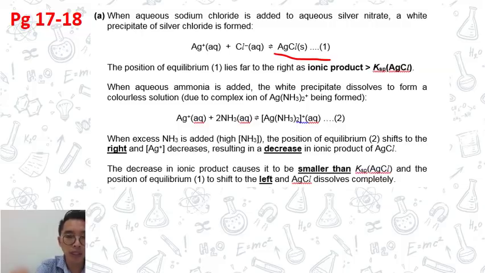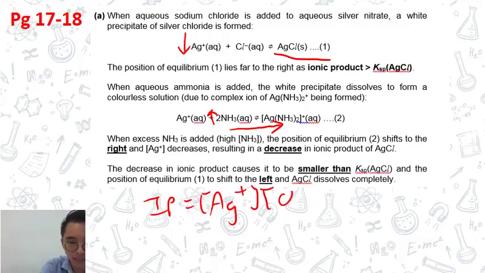Now, when you add ammonia in equation 2, you will shift equilibrium 2 to the right to form the silver diamine complex. As you add ammonia, this equilibrium 2 will be shifted to the right to form silver diamine complex. And as it forms more silver diamine complex, Ag plus concentration will decrease, and as Ag plus concentration decreases, the ionic product would drop as well. If you still recall, the ionic product in this case is Ag plus concentration times Cl minus concentration.